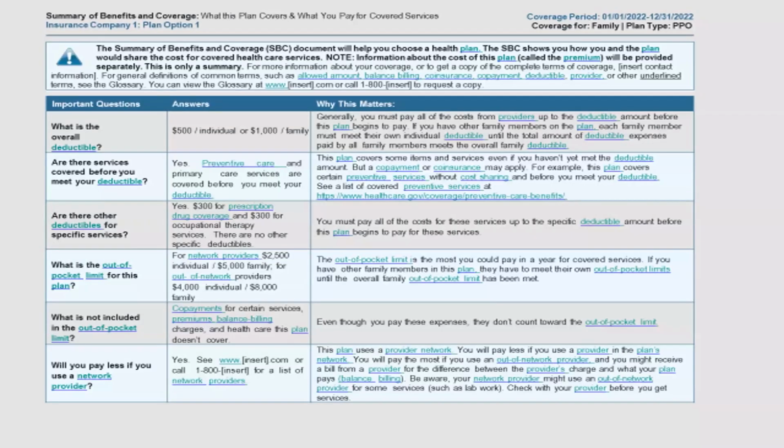We touched on the summary of benefits already. This sample can be found on the healthcare.gov website, and this is just a brief snapshot of a plan's important features.